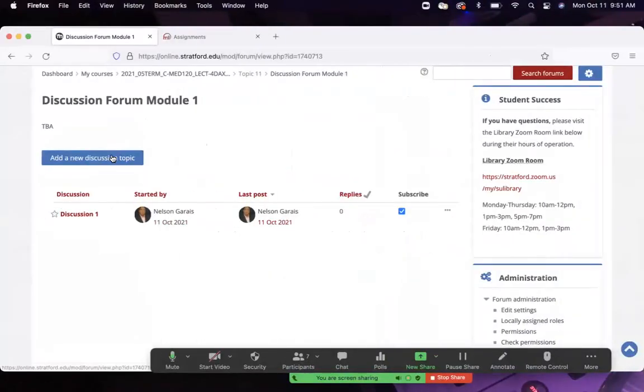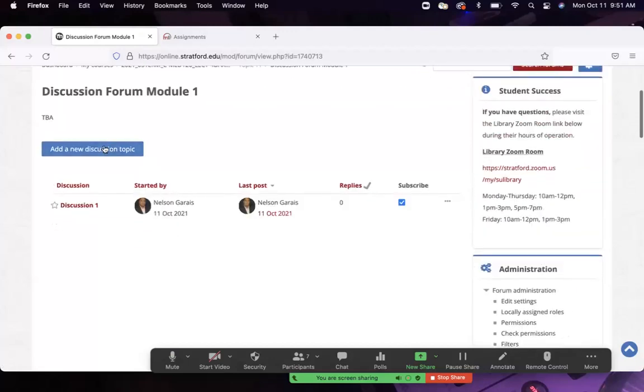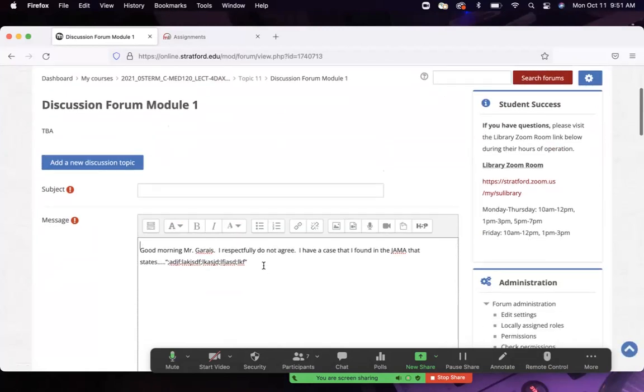Let's say I had add a new discussion topic. It's there. Put it in there, right? Left click it to get that. Right click it, paste it. But Dr. Garais, I don't have a mouse on this. This is a pad. For Mac, right click is 2 fingers.